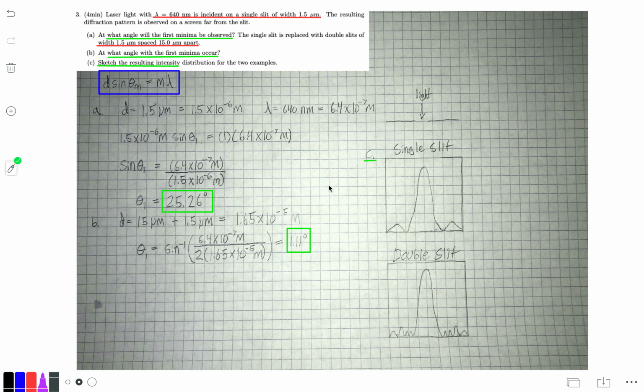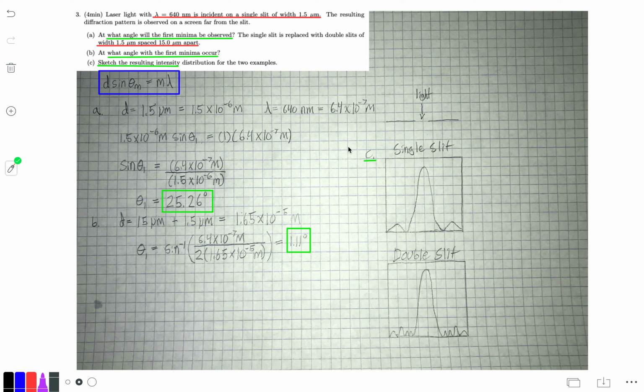Hello everyone, today we're going to be talking about Physics 252, Week 8, problem number 3. In this problem we are asked to find the minima angle at which a laser light diffracts over a single slit as well as a double slit.